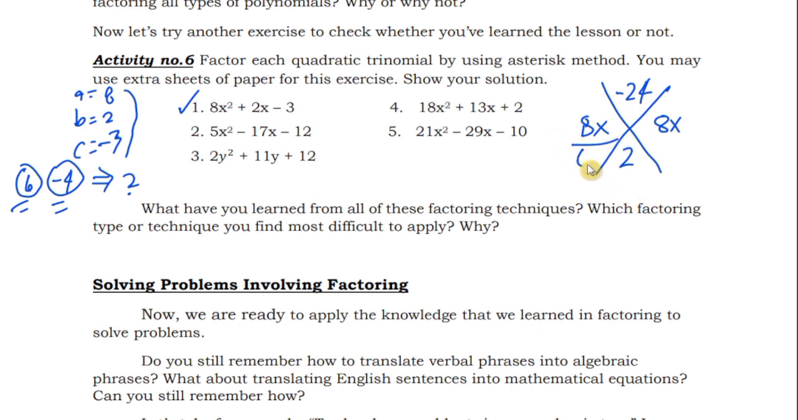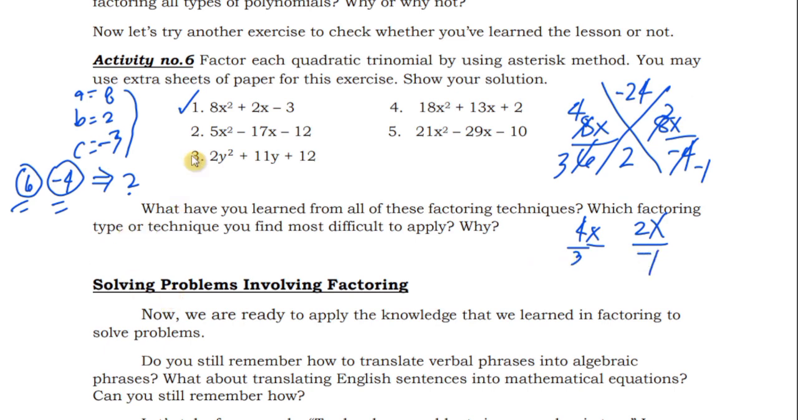So now we have here 6 and negative 4 as the pattern. Simplifying them, this is divisible by 2, so this is 4 and this is 3. So it became 4x over 3. Then the other one is negative 1 and 2, so we have 2x over negative 1.